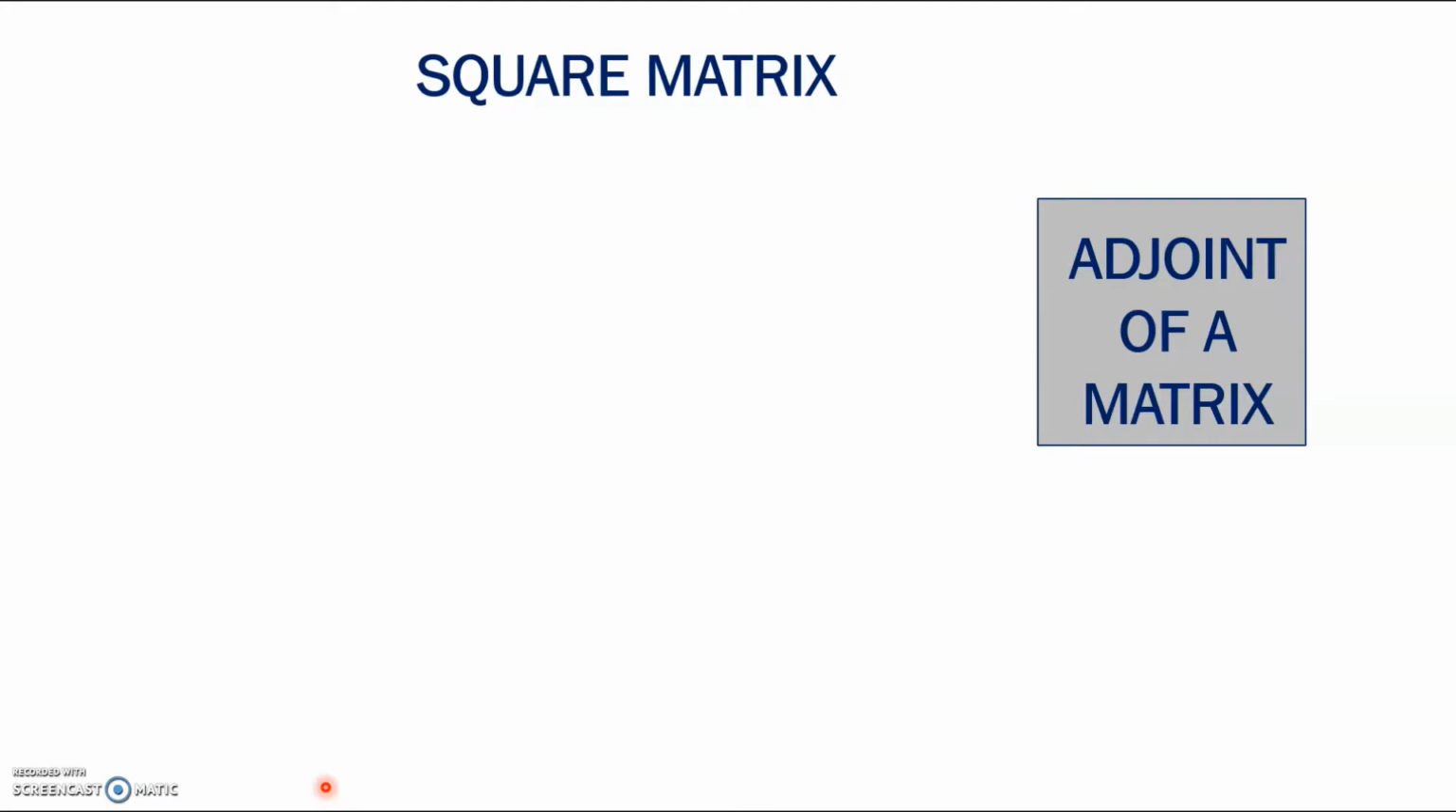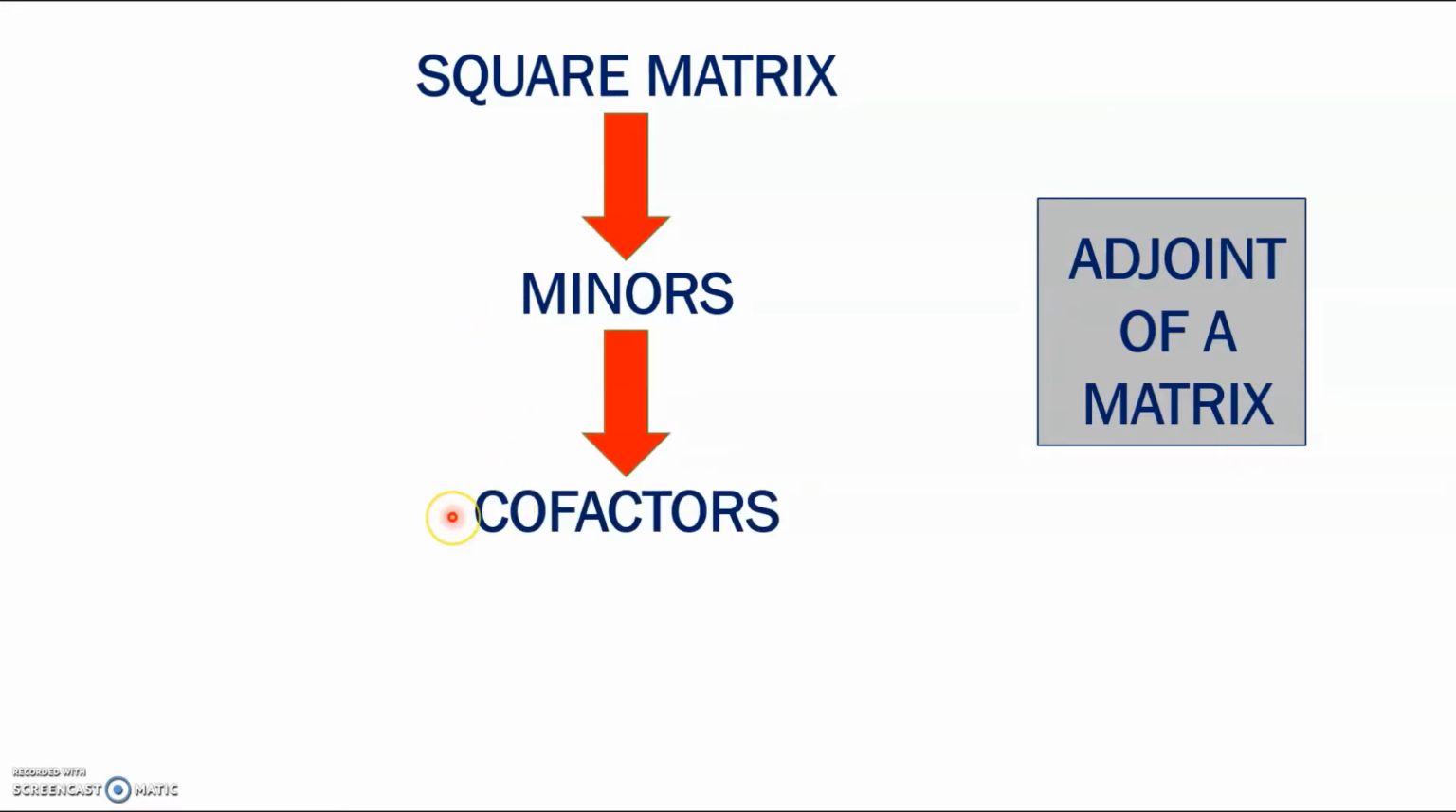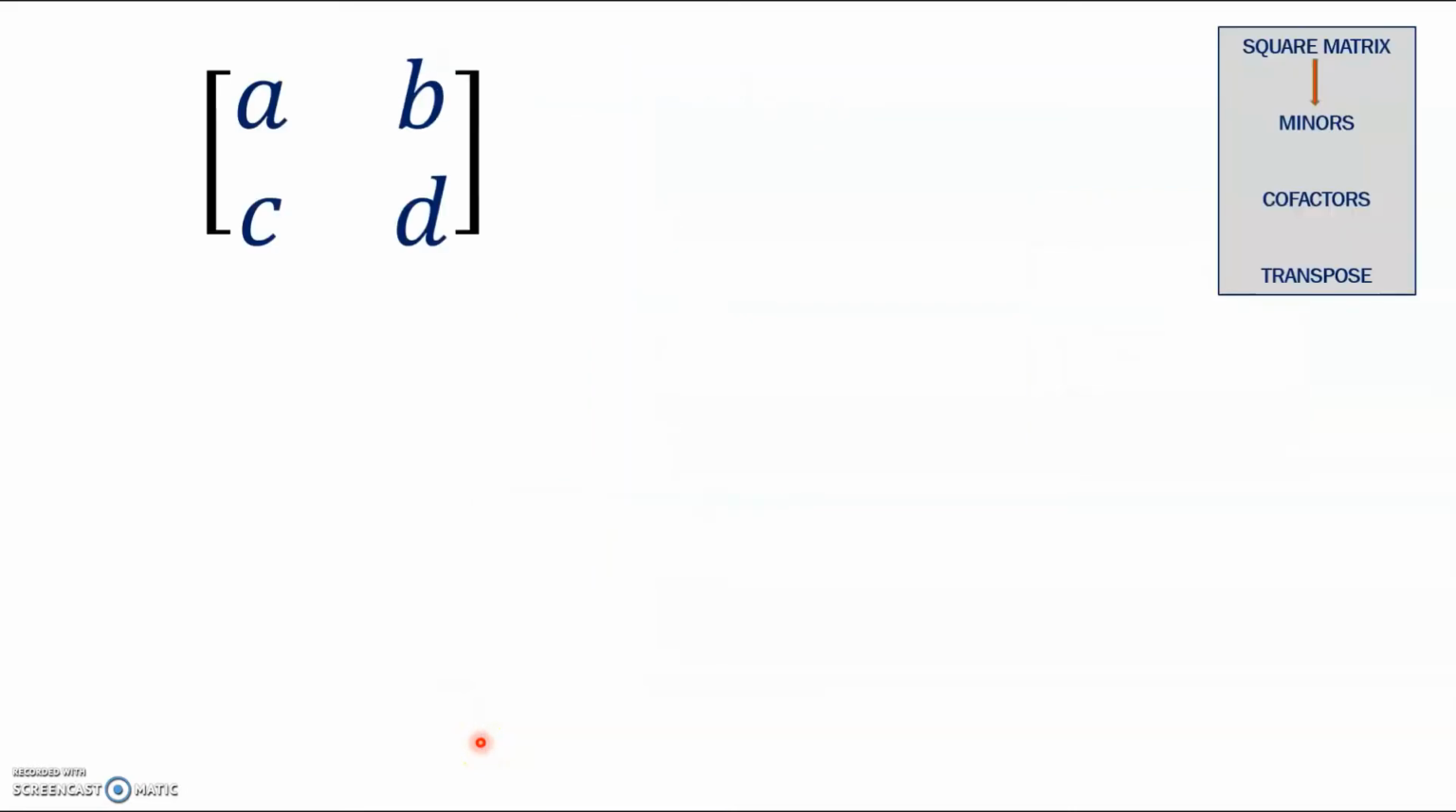So first of all, you need a square matrix to find the adjoint. So that's why we are trying to do it for a 2 by 2 matrix here. After you have the 2 by 2 matrix, you need to find the minor of that. Then once you have the minor of this matrix, you get the cofactor of this matrix. And then you will find the transpose of this matrix. So let's go through the step-by-step process. First we need to find the minor.